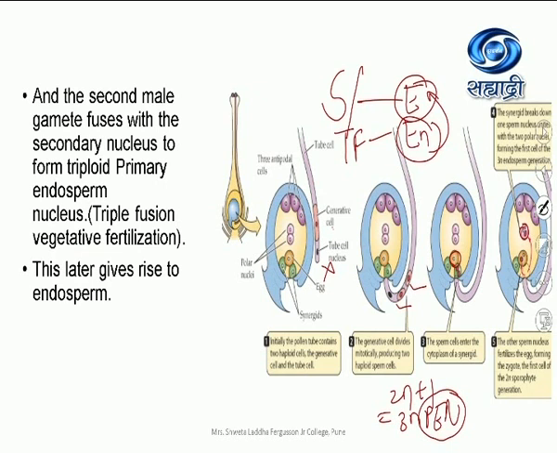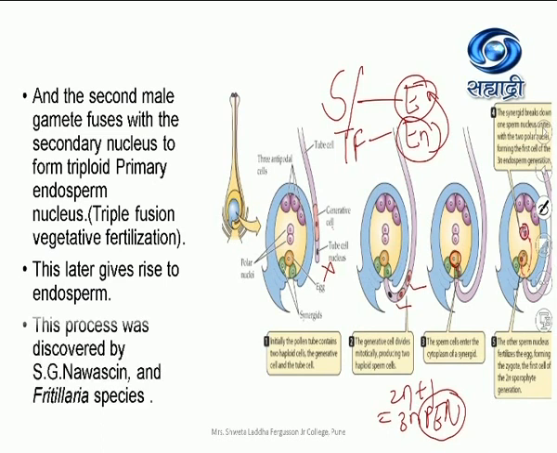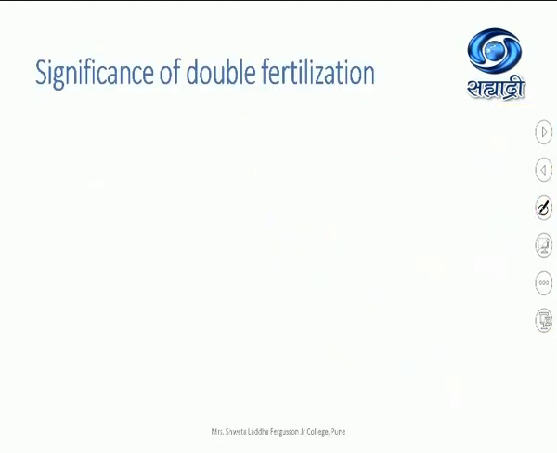So triple fusion, which is vegetative fertilization, is the fertilization of the second male gamete with the secondary polar nucleus present in the center. It is called as vegetative fertilization or triple fusion, and it will give rise to endosperm. What is the function of endosperm? It will nourish the developing embryo. This process was discovered by S.G. Navashin in Fritillaria species. So this is about double fertilization.